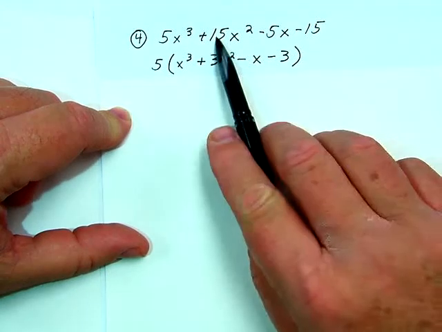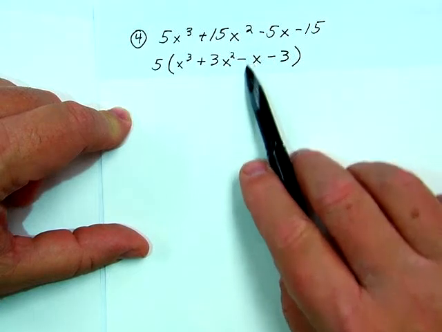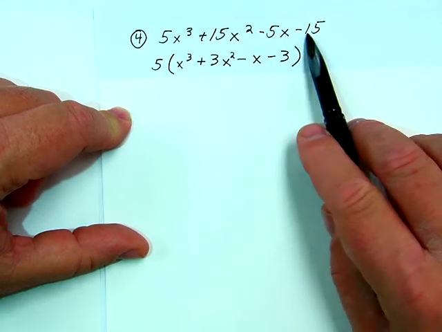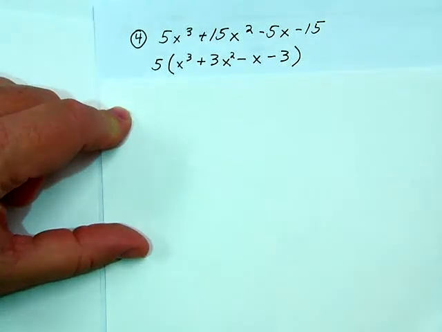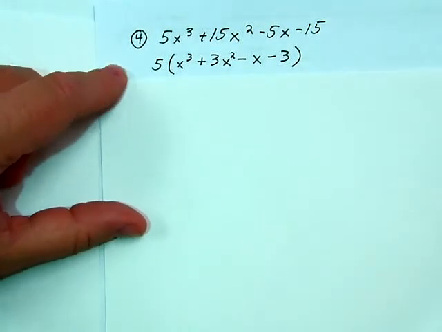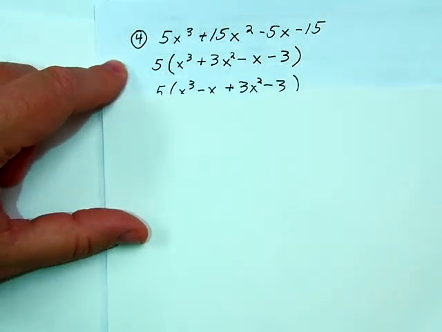Notice I pulled a 5 out of this one, leaves me with 3x squared. I pulled a 5 out of this one, left me with a 1, which I didn't write. And the negative 15 divided by 5 is negative 3. Okay, I then follow that up and I look at it and I say, well, now I've got 4 terms, and 4 terms using my old rules is one of the things to look for is groupings.